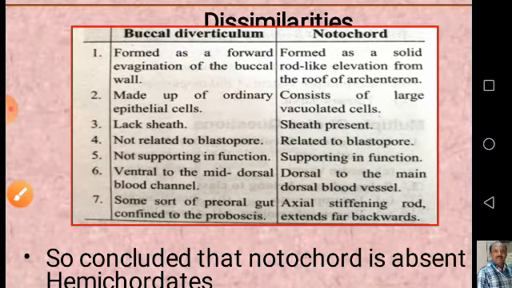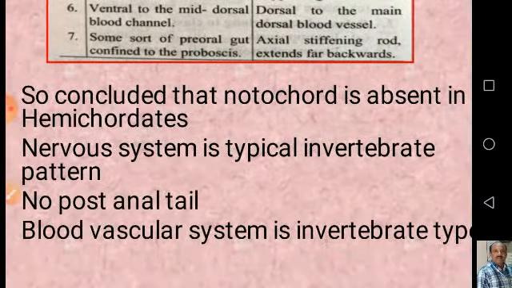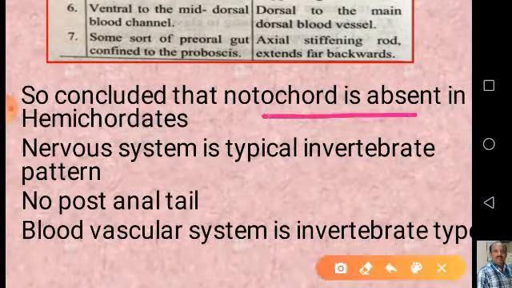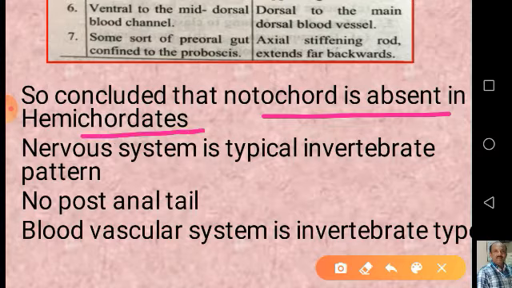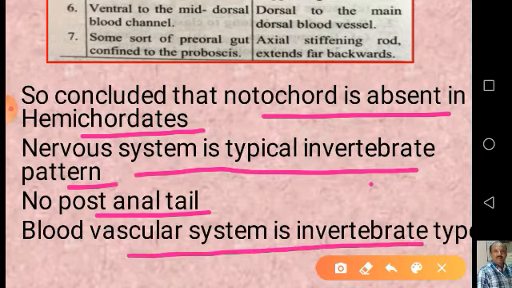Now with these differences, especially with the notochord and buccal diverticulum, we can come to a conclusion that notochord is absent in hemichordates. Whatever was thought of as notochord, that is buccal diverticulum as a notochord, is not at all correct. The nervous system is typical invertebrate pattern. Just now we have seen the nervous system, how it is. No post-anal tail is present, and blood vascular system is invertebrate type, because the heart is dorsal, and the dorsal blood vessels are also longitudinal blood vessels connected by the lateral blood vessels. All these show the blood vascular system is invertebrate type.